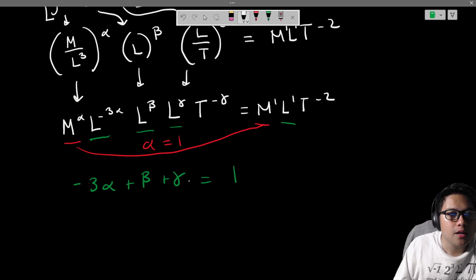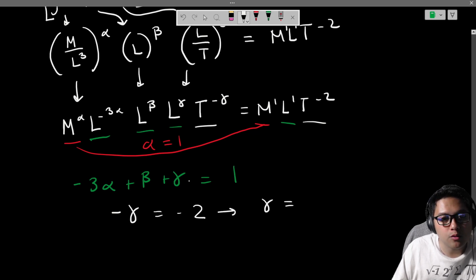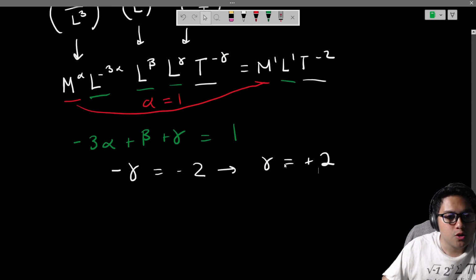Okay, and then lastly, I'll use white. We're going to say that t to the minus gamma and t to the minus 2 have to be equal. So all that says is that negative gamma has to equal negative 2. We can establish now that gamma has to equal positive 2. And great, we have 2 of our 3 unknowns. So we have alpha, we have gamma.